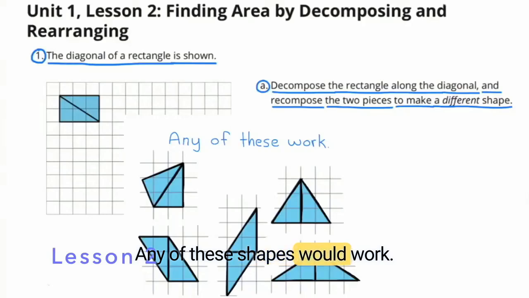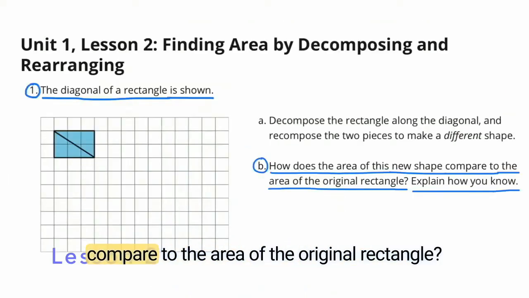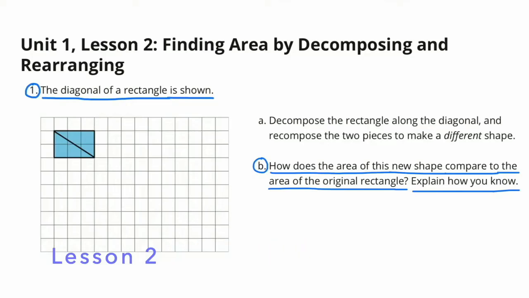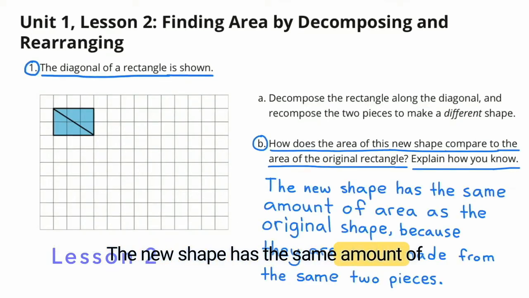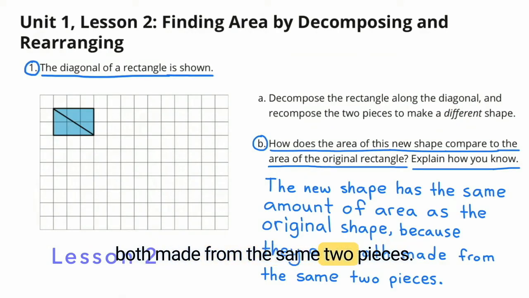Any of these shapes would work. B. How does the area of this new shape compare to the area of the original rectangle? Explain how you know. The new shape has the same amount of area as the original shape because they are both made from the same two pieces.